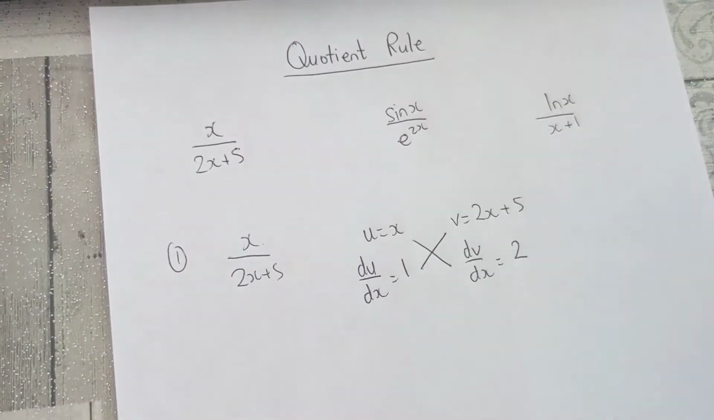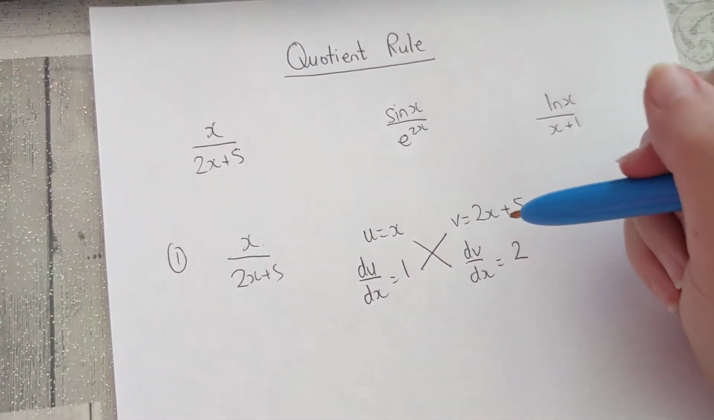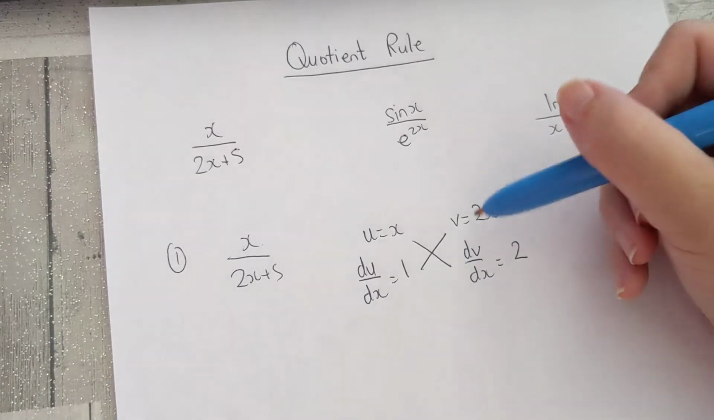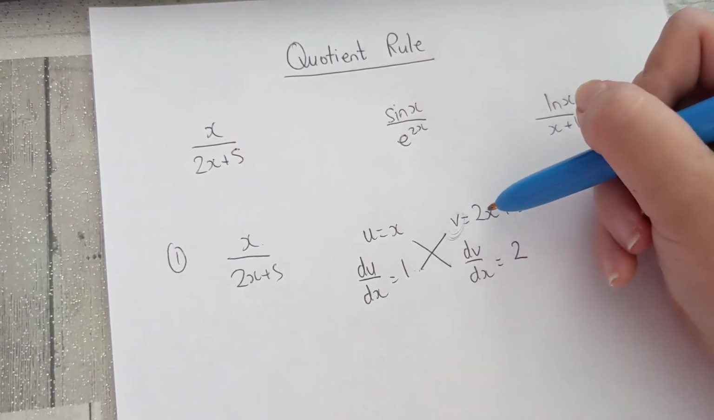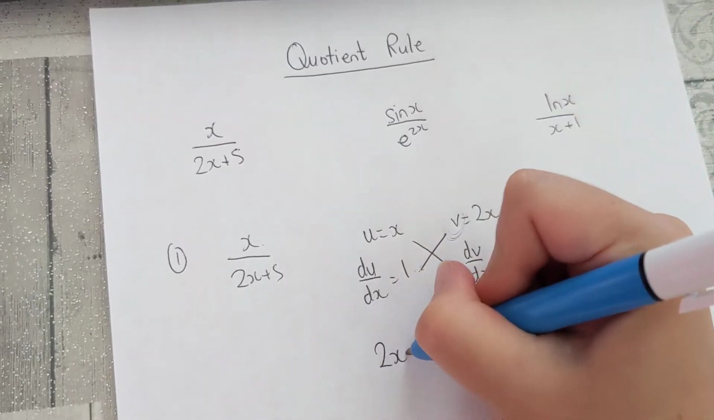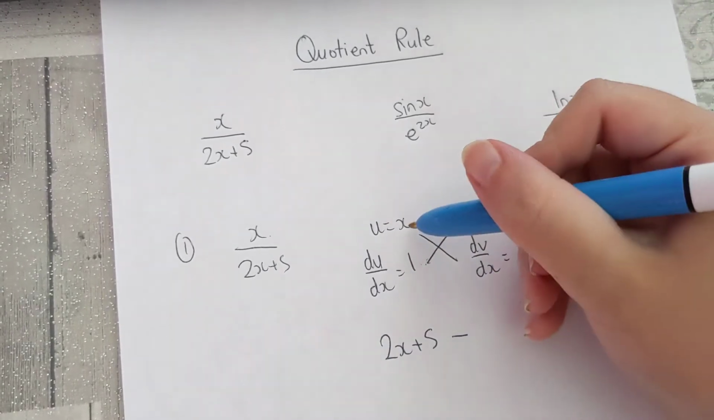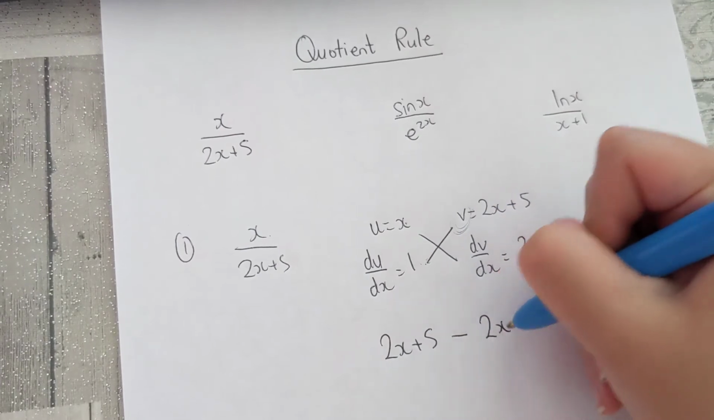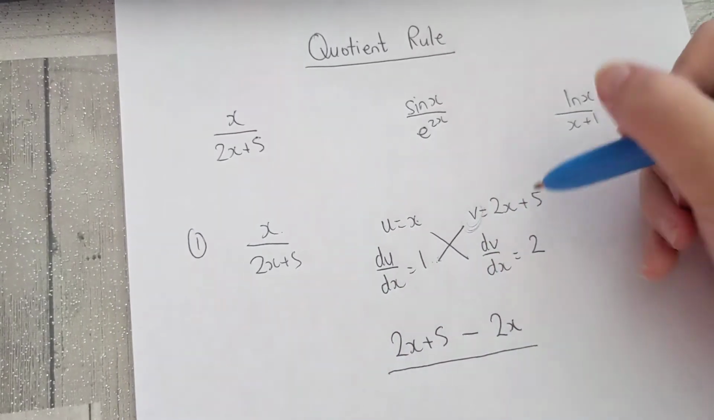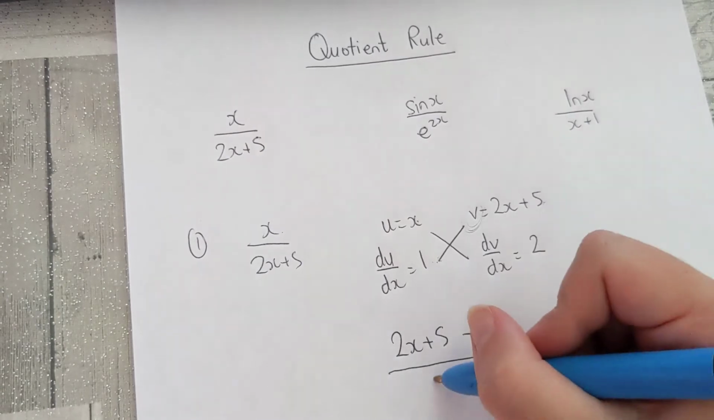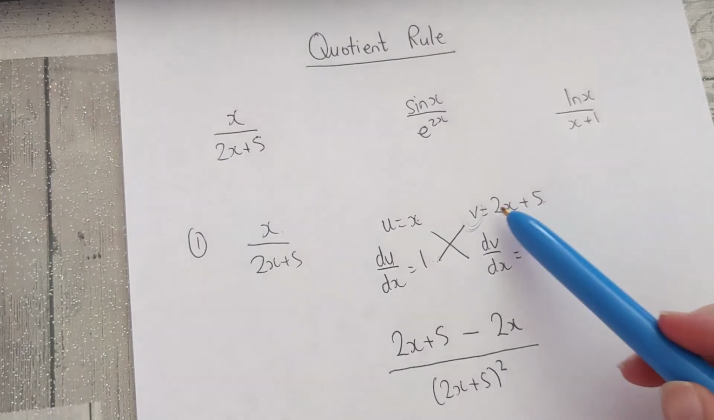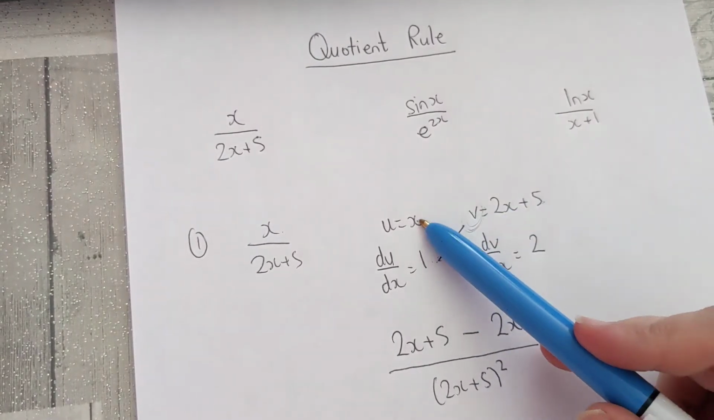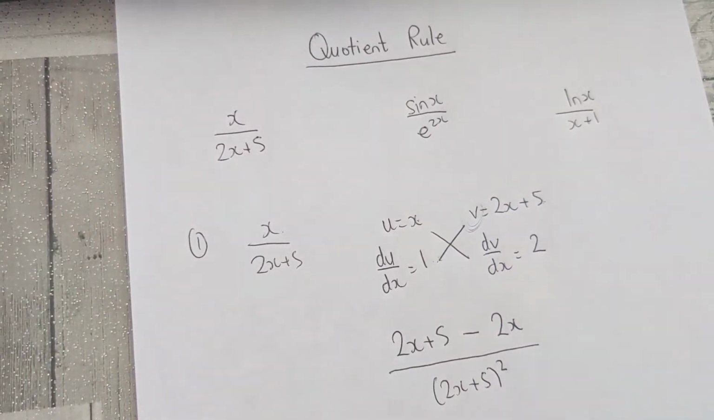So we're going to cross multiply like we did for the product rule. But for the quotient rule, you have to minus them for the top part of the fraction. So you would do v times this one, so you have to start with the v here. 2x plus 5 times 1 is just 2x plus 5, minus x times 2, which would just be 2x. That goes over v squared, so it would just be 2x plus 5 squared. So it always goes over v squared. You're doing this one times this one, minus this one times this one, and then that goes over v squared.